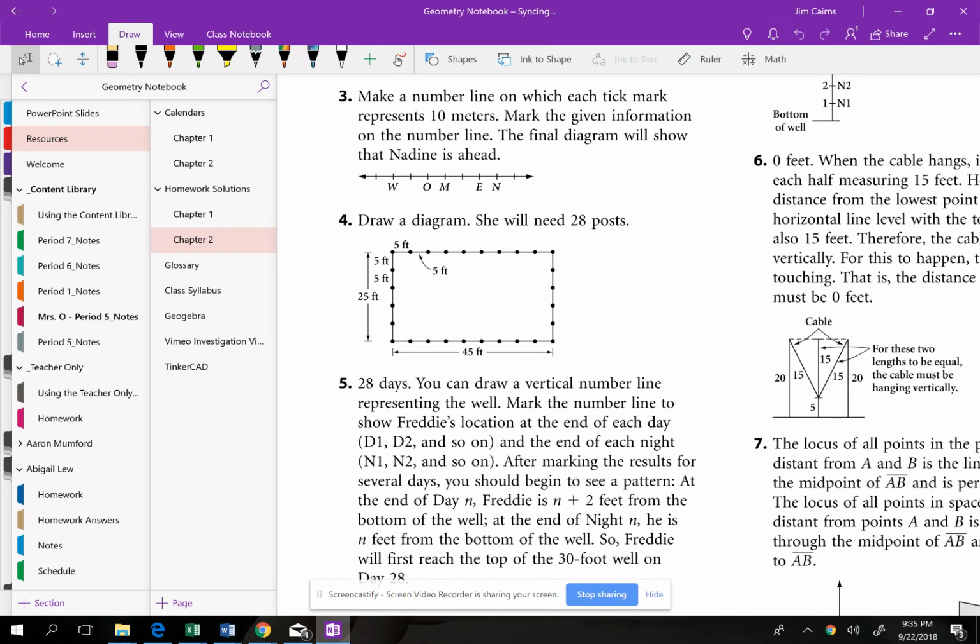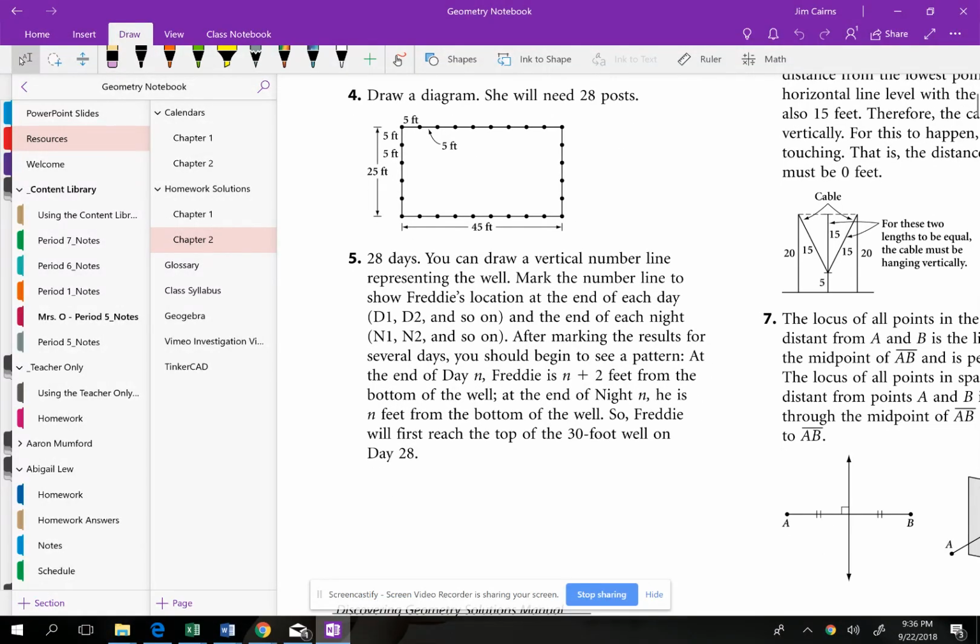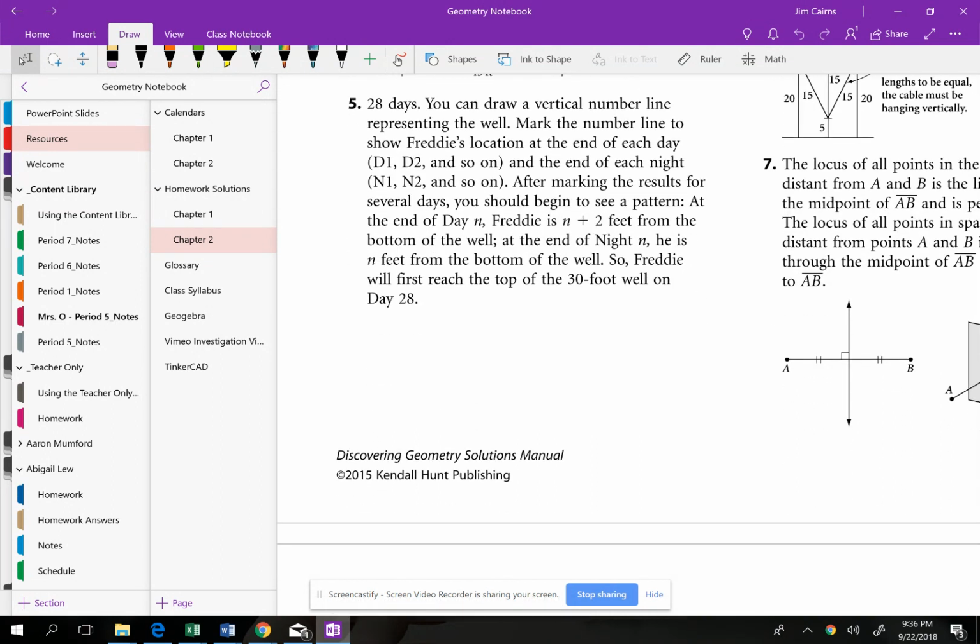Number 3, a number line on which each tick mark represents 10 meters. Mark the given information on the number line. The final diagram will show Nadine is ahead. Draw a diagram. She will need 28 posts. 28 days. You can draw a vertical number line representing the well.